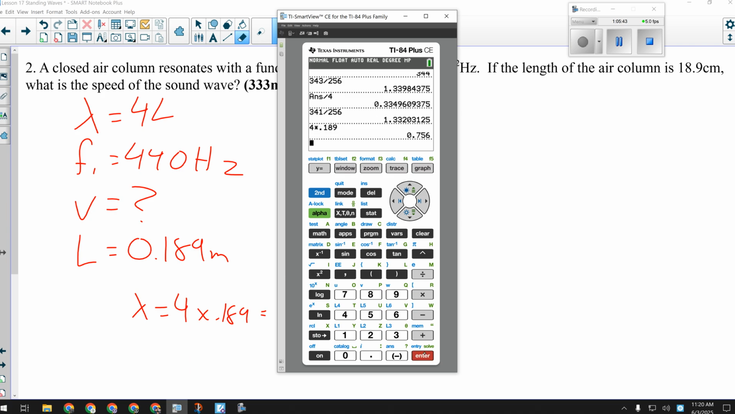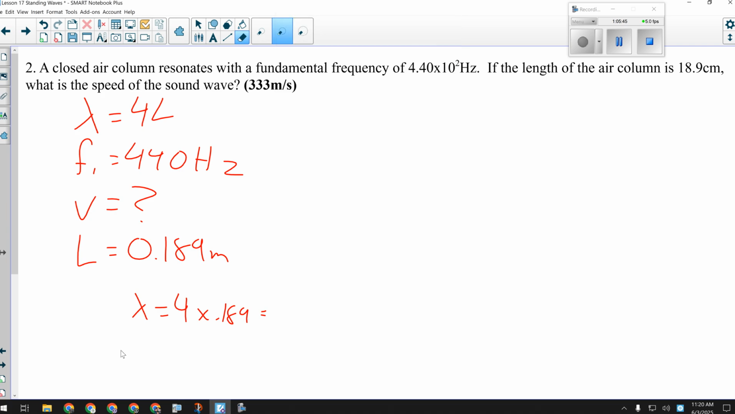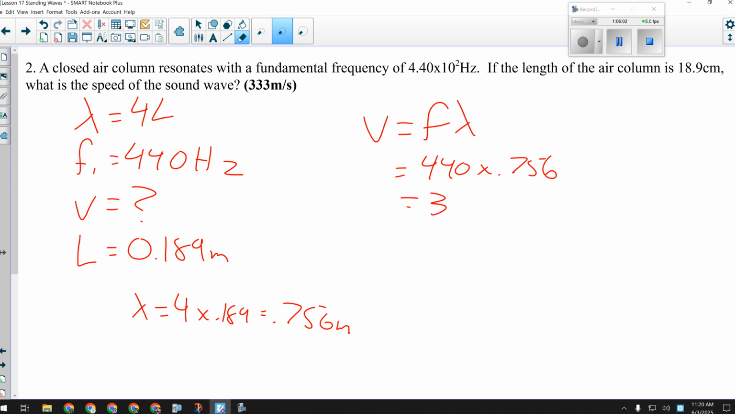There's my wavelength, 0.756 meters. Now that I've got lambda and F, V equals F times lambda, 440 hertz times 0.756, and I'll get 333 meters per second.